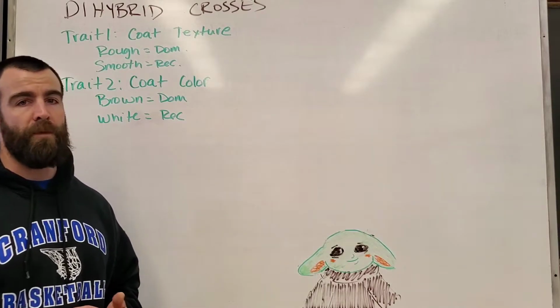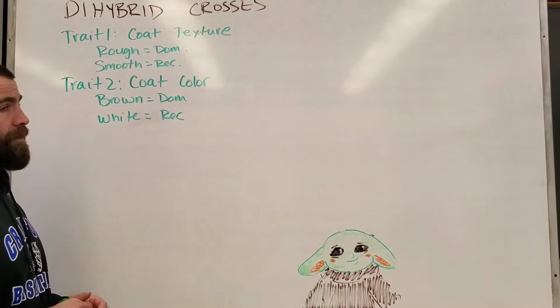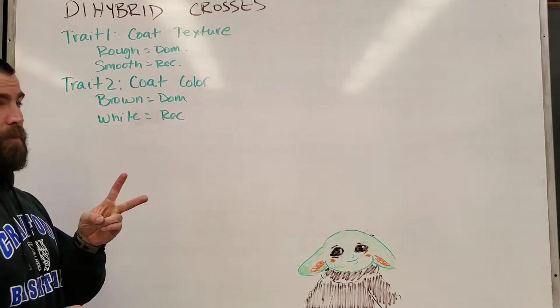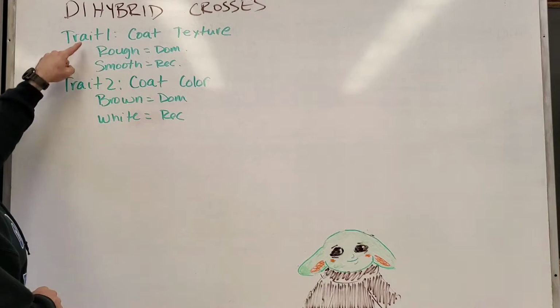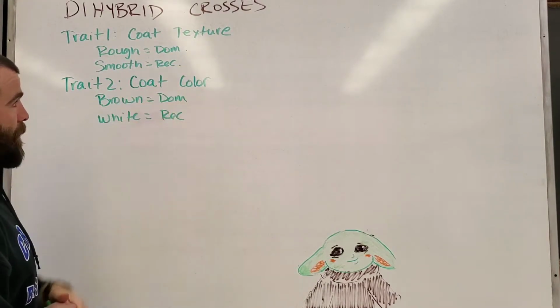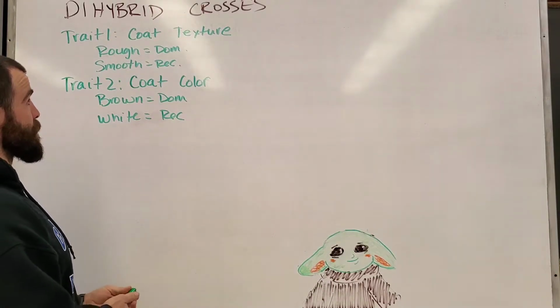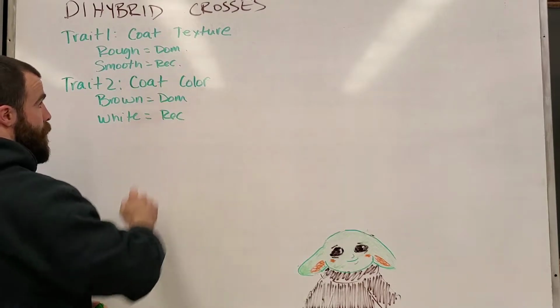The next type of genetics problem I'm going to show you guys how to do is a dihybrid cross. With the dihybrid cross, you are trying to see the probability of inheriting two traits simultaneously. So trait 1 is coat texture. Trait 2 is coat color. So we're trying to see what is the probability of offspring inheriting certain combinations of coat texture and coat color.